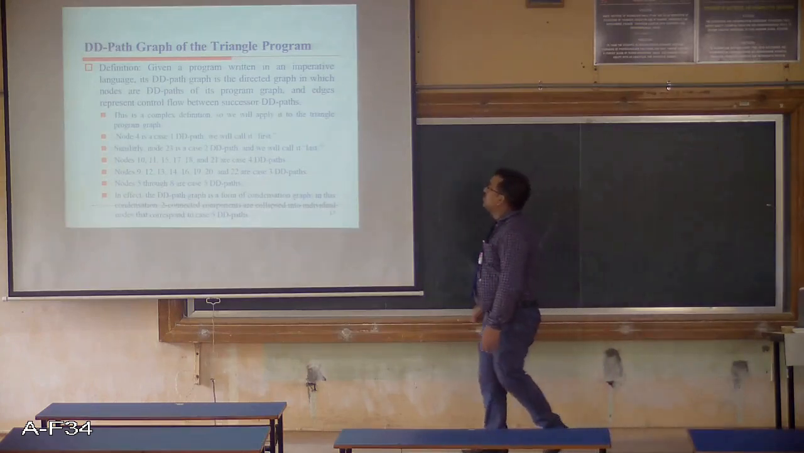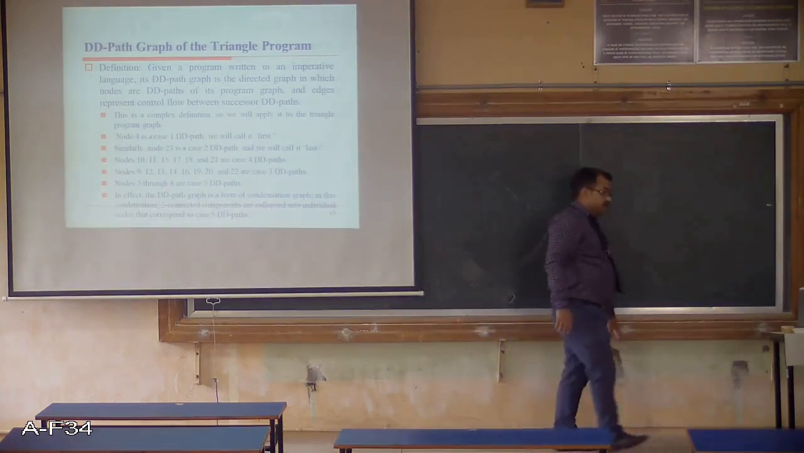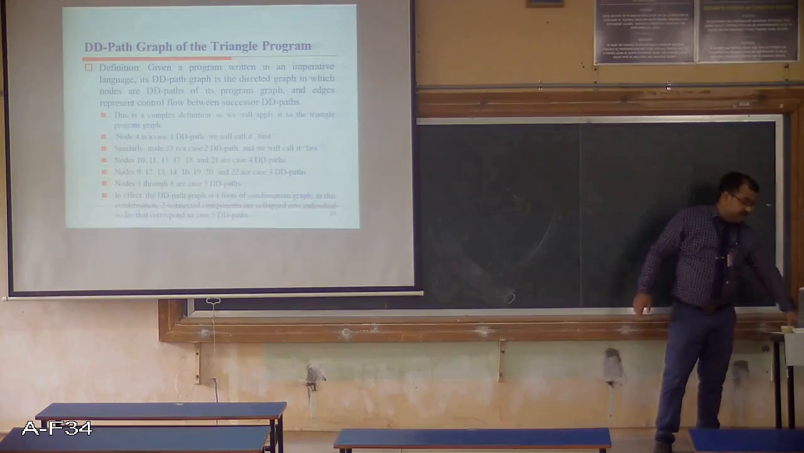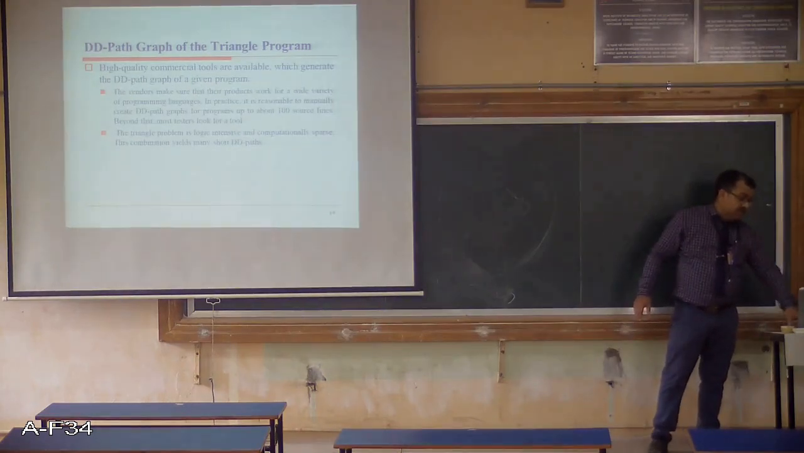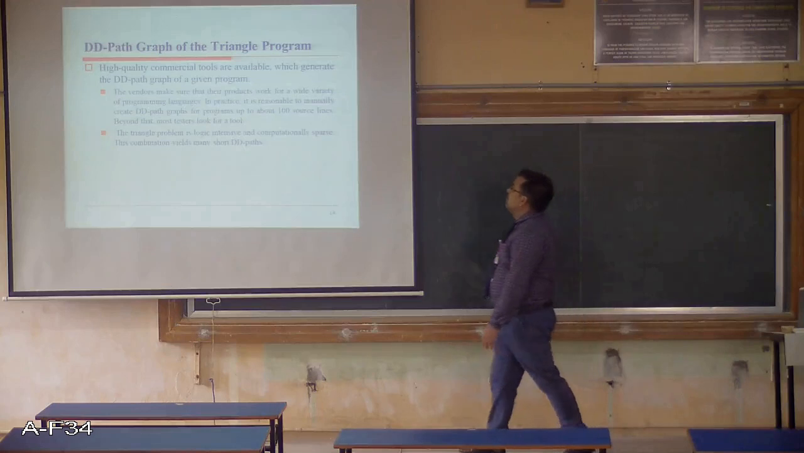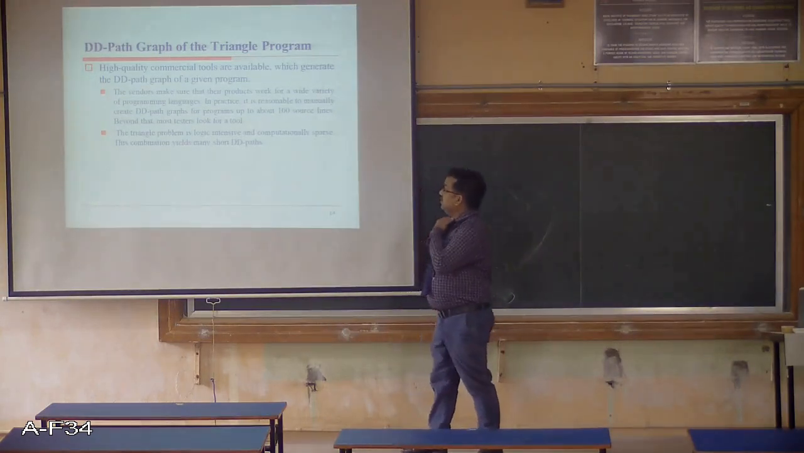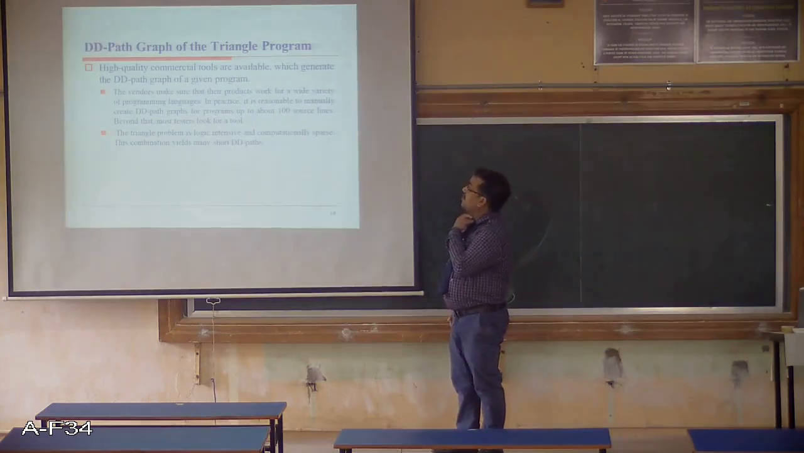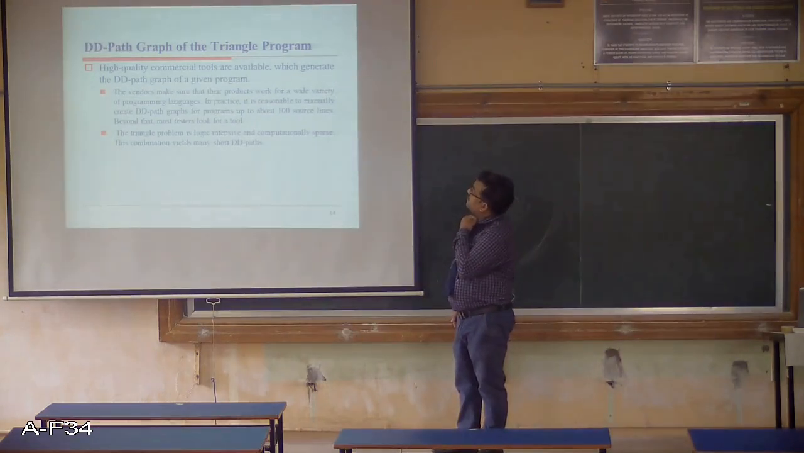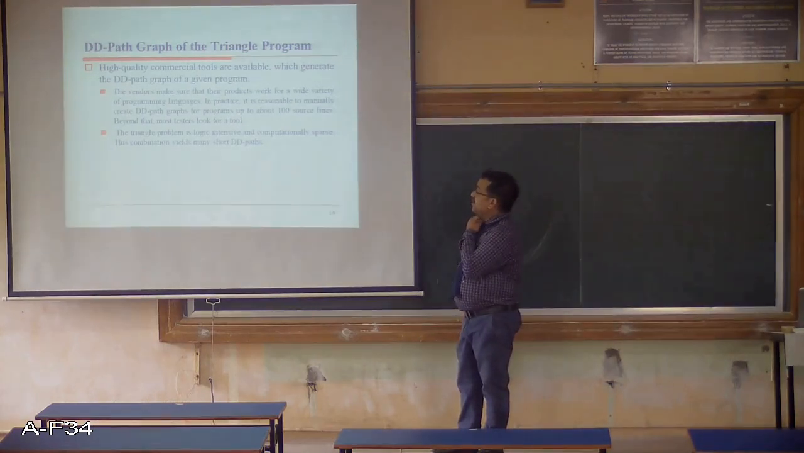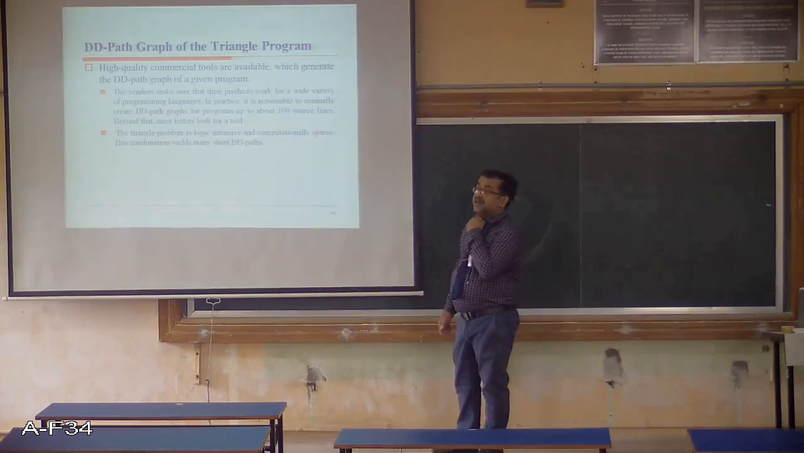So this is what has been shown here, as I was telling you. Now, in the next statement, as I was telling you, high quality commercial tools are available to generate a DDpath. If you have a program structure which is big enough, say more than 100 source lines, then for most testers, they go for the tools to generate the DDpath graph.